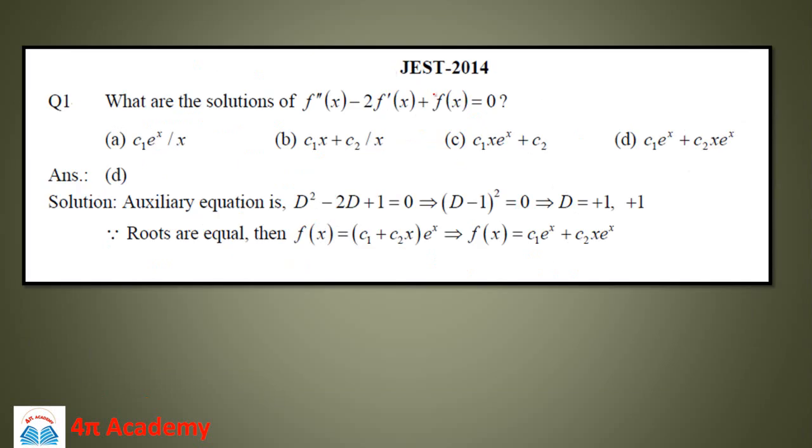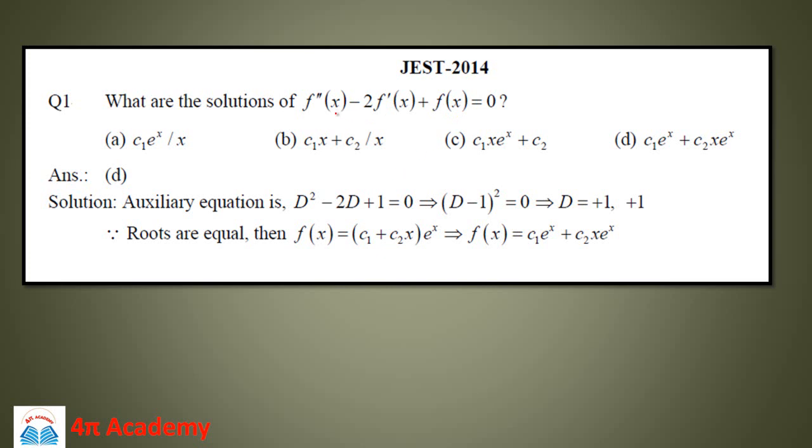Okay, then the next problem was asked in JEST 2014 examination: what are the solutions of f double dash of x minus 2 times f dash of x plus f of x is equal to 0. Again on the right hand side, the term is 0, and therefore the auxiliary equation, I already told you about this notation. Since y is a function of x, f double dash of x is nothing but d2y by dx square. Similarly, f dash of x is nothing but dy by dx, and f of x is equal to y.